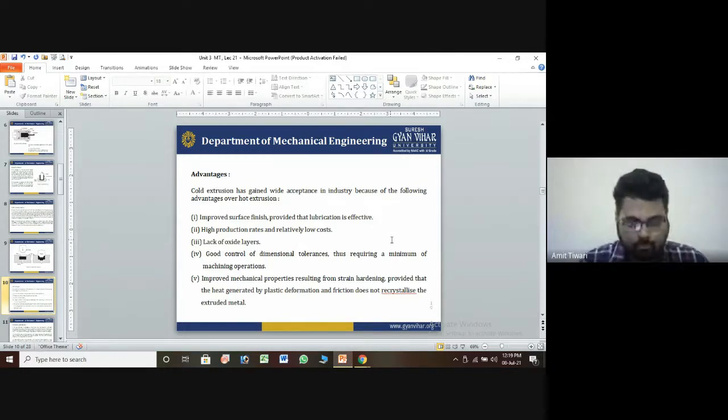The fourth one is good control of dimensional tolerance, which requires a minimum of machining operation. Good control of dimensional tolerance is required because each and every part has some standard dimension. If parts are not joined together with standardization, it will be difficult, because sometimes we get roughness, sometimes cracks or openings. So to prevent this, we require minimum machining operation, so that good control of the dimensional tolerance can be maintained.